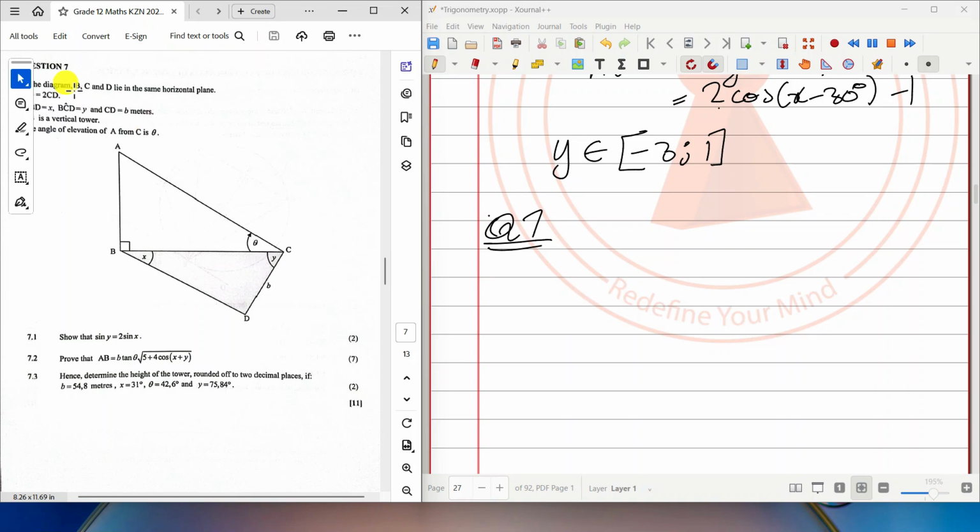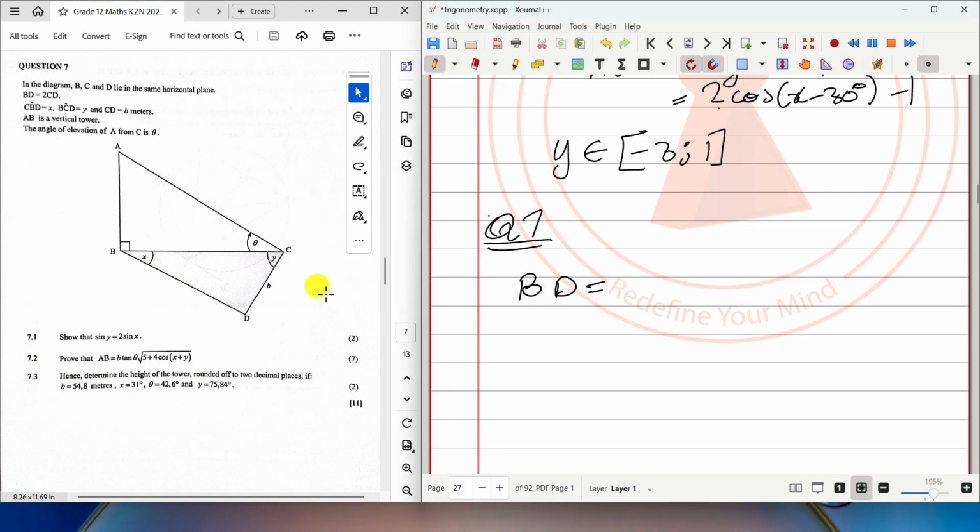Question 7. In the diagram, B, C, and D lie in the same horizontal plane. BD is equal to 2 times CD. So what I'm gathering here is that CD is b, so BD is 2b, 2 small letter b. Angle CBD is x. I can see it. Angle BCD is y. And then CD is b.